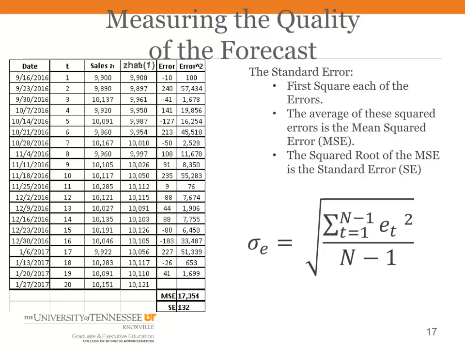Here's the mathematical formula for what we just did. We use the Greek symbol sigma with a subscript e to denote the standard error. That's analogous to the standard deviation of the errors, but it's computed a little differently. And the formula says the way that we compute it is that we take each of those 19 errors and we square them, and then we add them all together. And then we divide by 19 to get the average, and then we take the square root of that average.